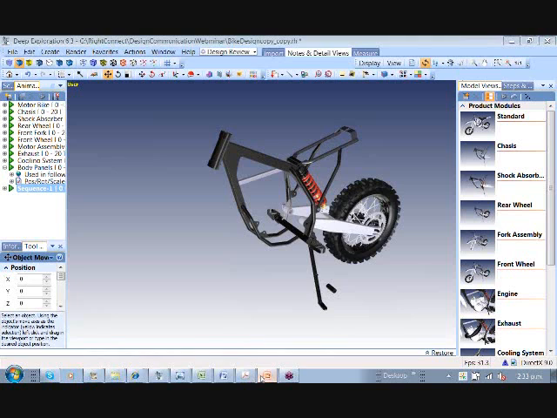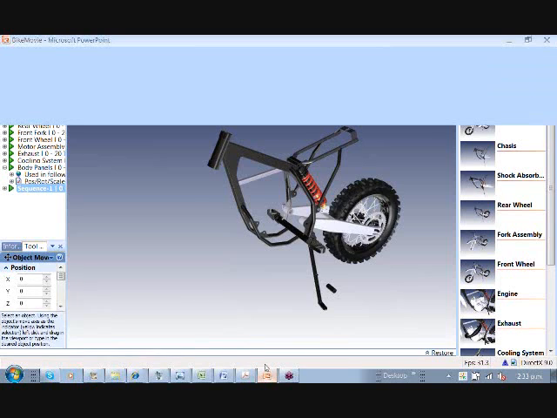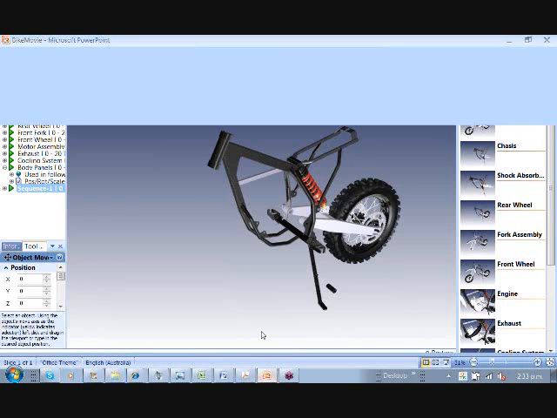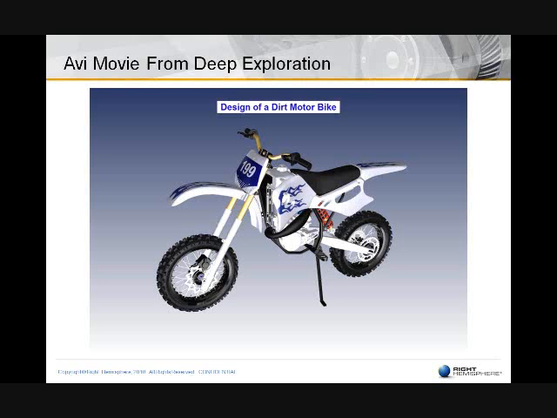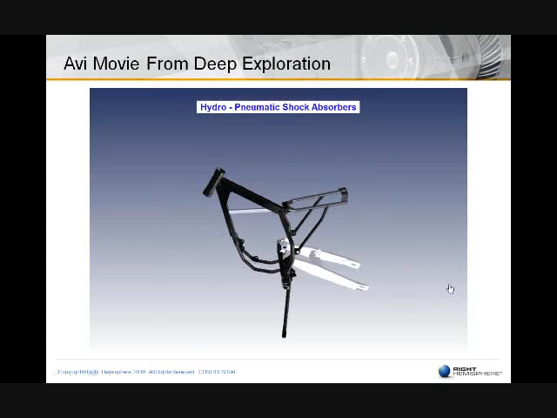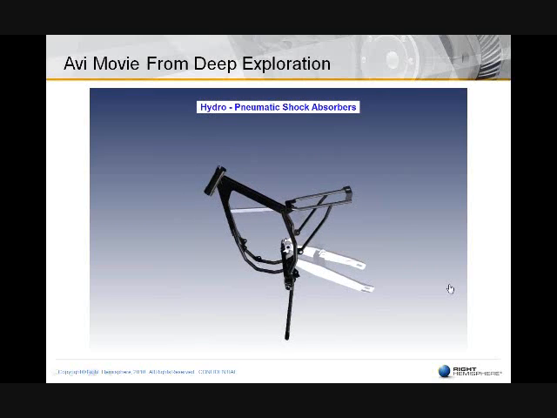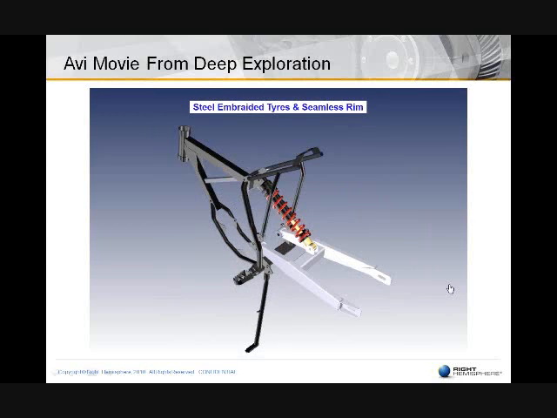Also, another output that we can create is an AVI movie. Here is one of the AVI movies of all the steps and procedures that I have created via Deep Exploration and embedded in a PowerPoint presentation. The same step and procedure that we saw in Deep Exploration is depicted, and we have an output of an AVI movie embedded in a PowerPoint.